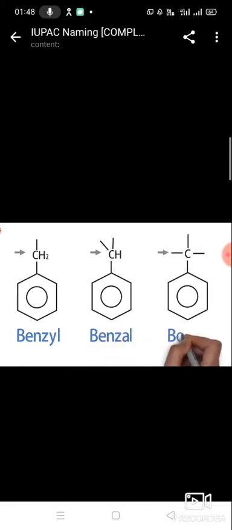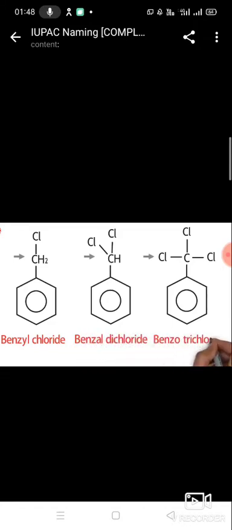One CH2 group present on the phenyl ring is known as benzyl. Only one attachment means we say it is benzyl. Two attachments means benzal. Three attachments means benzo. So in a benzyl group, if chlorine is present, it is benzyl chloride. If one carbon has two chlorines, it is benzal dichloride. If three chlorines are present, it is benzotrichloride.